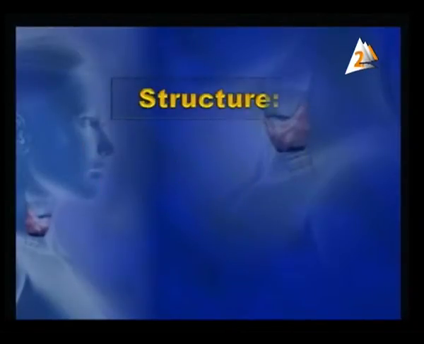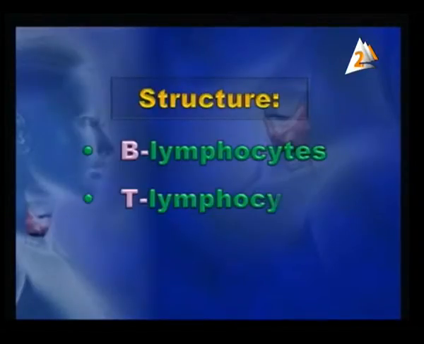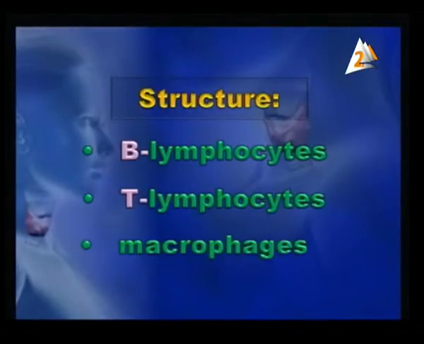It has a very important structure. The node is divided internally into pockets filled with B lymphocytes, T lymphocytes, and macrophages, which get rid of germs and debris cells, or the remains of cells.